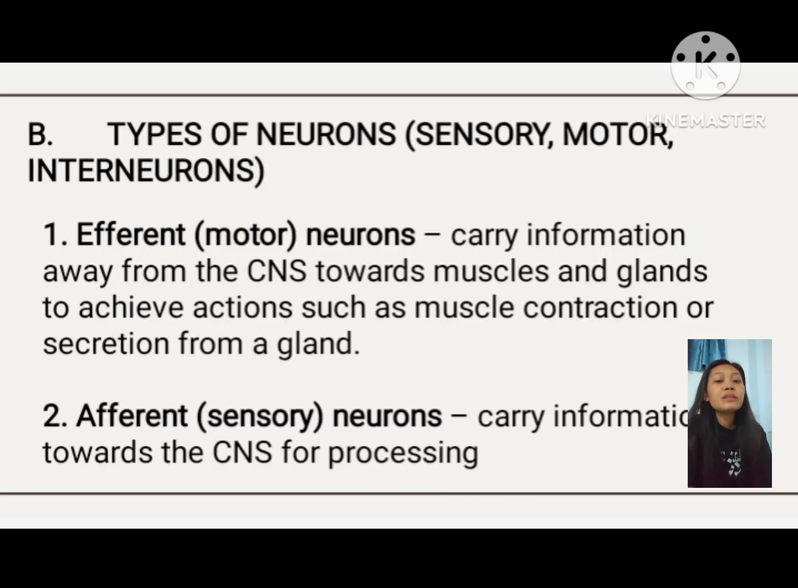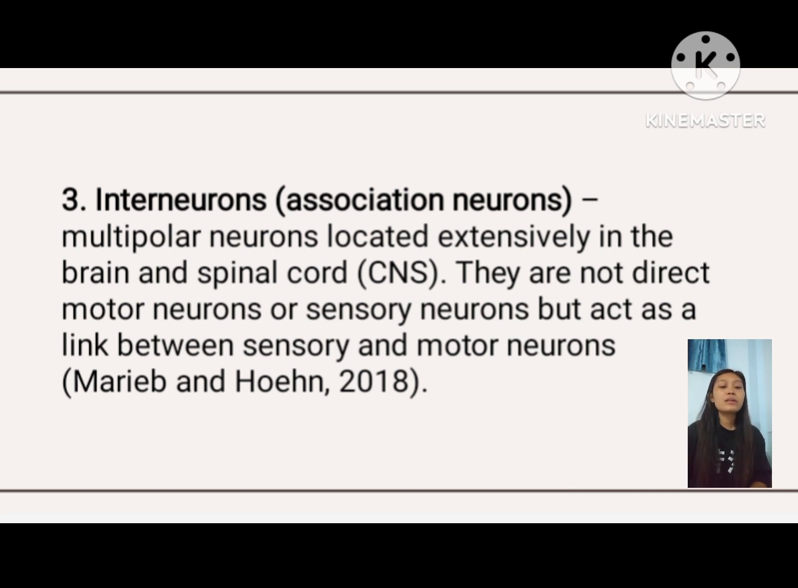There are three types of neurons according to their functions: the motor, the sensory, and the interneurons. Efferent or motor neurons carry information away from the central nervous system towards muscles and glands to achieve actions such as muscle contraction or secretion from a gland, while the afferent or sensory neurons carry information toward the central nervous system for processing. The last one is the interneurons or the association neurons, which are multipolar neurons located extensively in the brain and the spinal cord. They are not direct motor neurons or sensory neurons but act as a link between sensory and motor neurons.